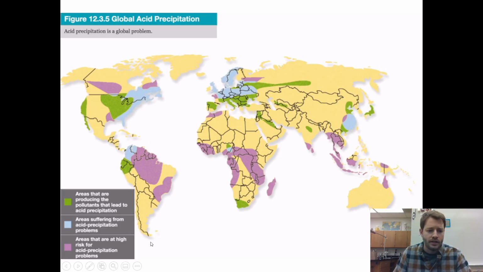And then green are areas that are producing the pollutants that lead to acid precipitation. And so we see the areas that are producing in the United States are the Midwest and the West Coast. And then also we could see in Europe, it's more of a Southern Europe. So the pollutants are produced in the green areas. The blue areas are the areas that experience the acid precipitation, and then the purple areas are the areas that are at high risk.